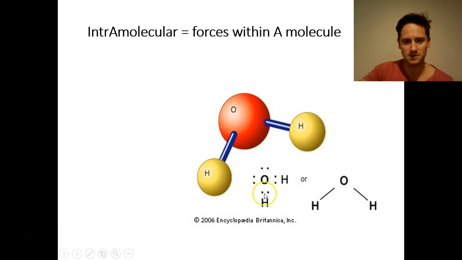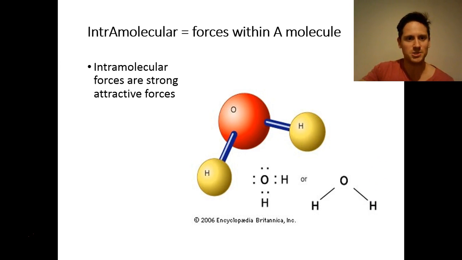Here's a Lewis dot diagram of the same thing. So the two bonding electrons here and the two bonding electrons here would be considered intramolecular forces. And then here we've got the valence structure, again just the line to represent the covalent bond. That's our intramolecular structure. These are strong attractive forces, okay? These are strong, they take a lot of energy to break.